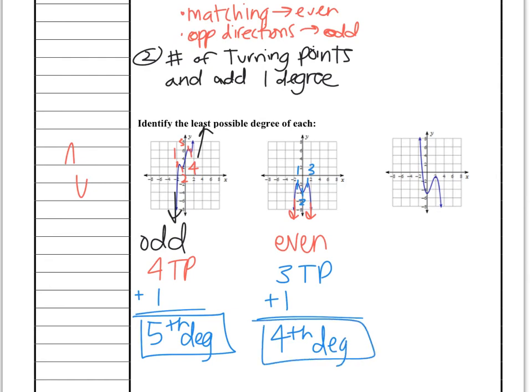So you should be a pro by the time we get to this third one. Ends are going up and down, so that's opposite directions, opposite for odd. And how many turning points? We've got 1 and 2. So 2 turning points plus 1 gives us at least a 3rd degree polynomial.